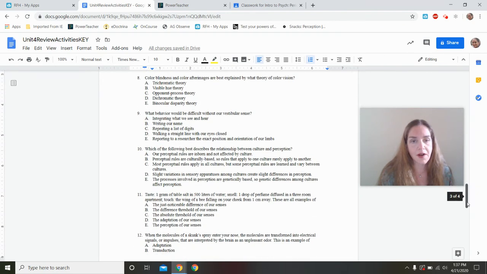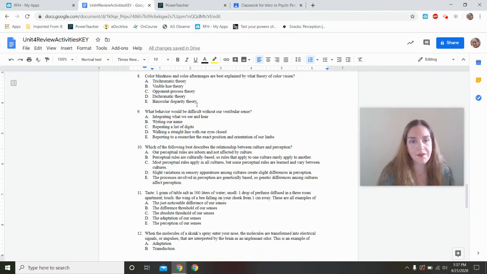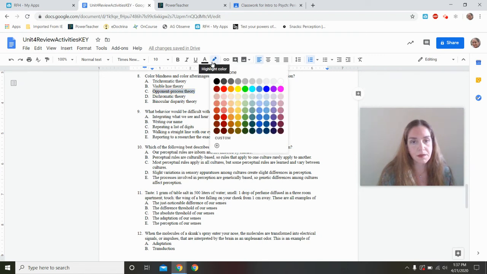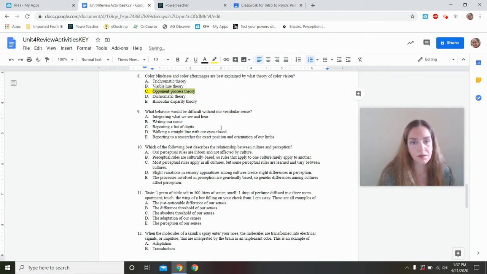Color blindness and color after images are best explained by what theory of color vision? Opponent process. That was on the chart.